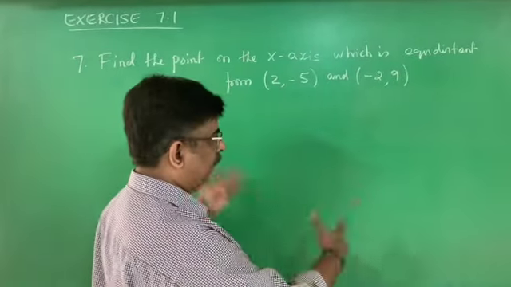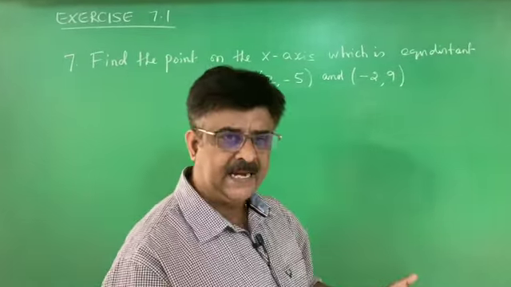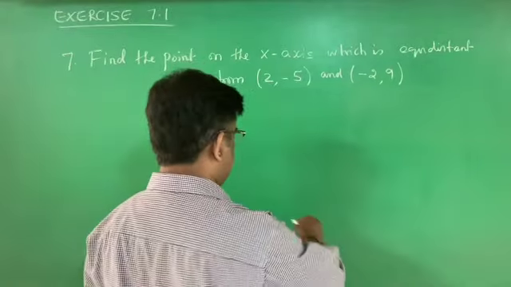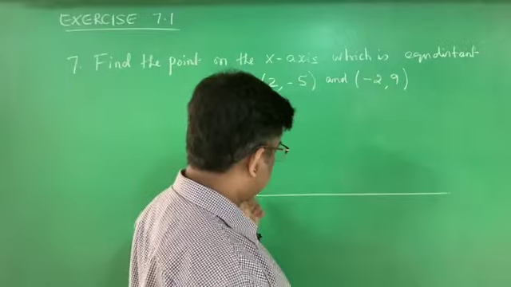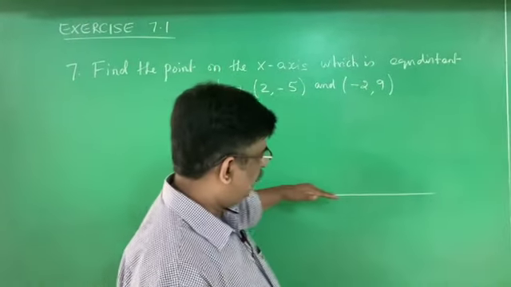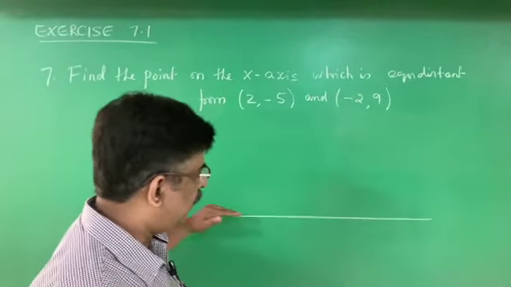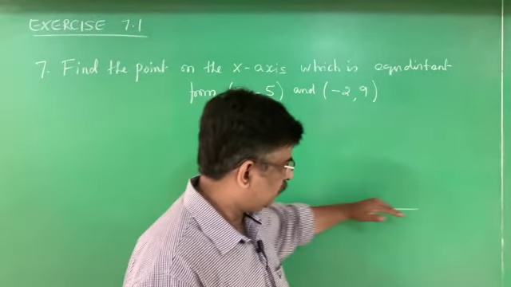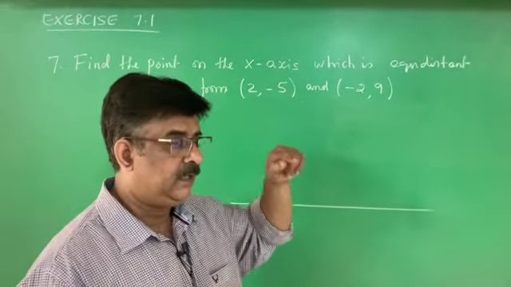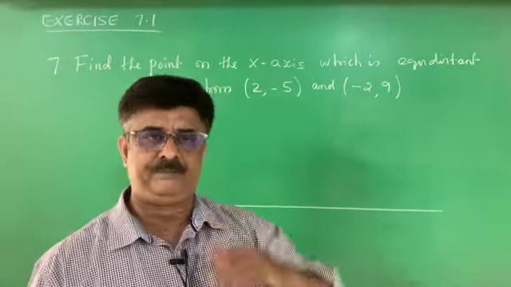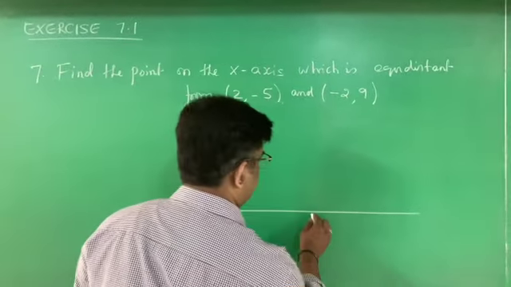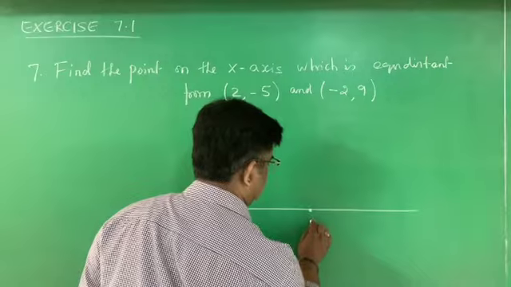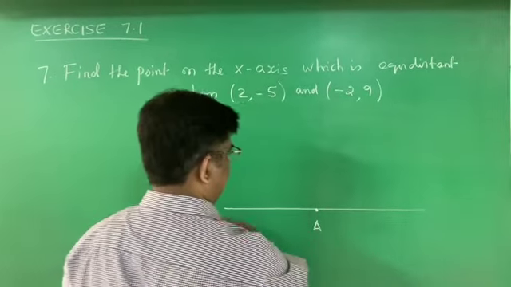I told you, all these problems are based on understanding. What is understanding? We all know that there is an x-axis, right? On the x-axis, if you put a point, all the points on the x-axis, there the y-coordinate is 0. Y-coordinate is 0. Therefore, identify a point. Here there is a point. I name this point as A. It is a point on the x-axis.